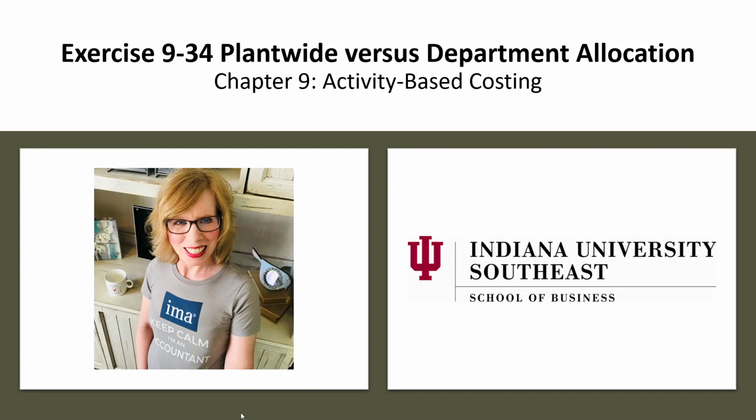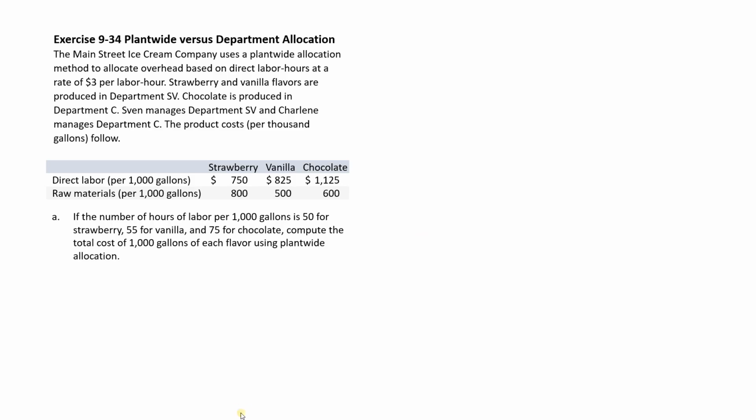In this video, I'm going to demonstrate plant-wide versus departmental allocation of overhead using exercise 934 as an example. We're an ice cream company. We produce 3 different flavors: strawberry, vanilla, and chocolate. Strawberry and vanilla are produced in Department SV, which Sven is managing, and chocolate is produced in Department, you guessed it, Department C with Charlene managing it.